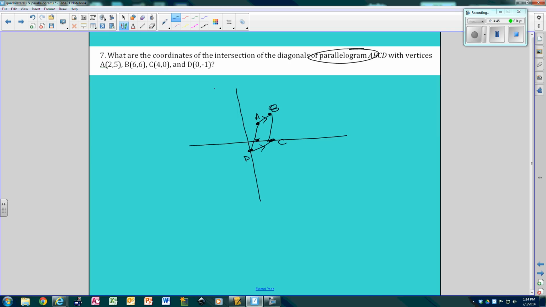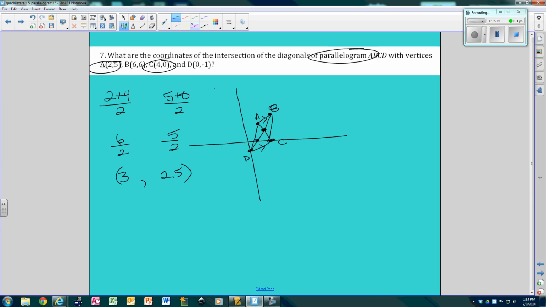So that means AC and DB need to intersect right here. So I just need to find the midpoint. So if I find the midpoint of AC, remember midpoint is to add your x's. So the x's are 2 plus 4 and then divide by 2. So 2 plus 4 is 6. 6 divided by 2 is 3. And then do the same thing with the y's. 5 and 0. 5 plus 0 divided by 2. That would be 5 divided by 2, which is 2.5. So that is where the midpoint is.